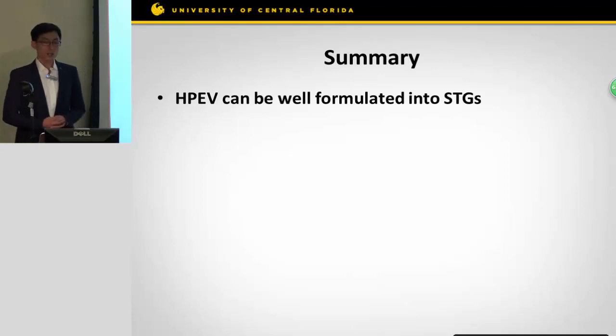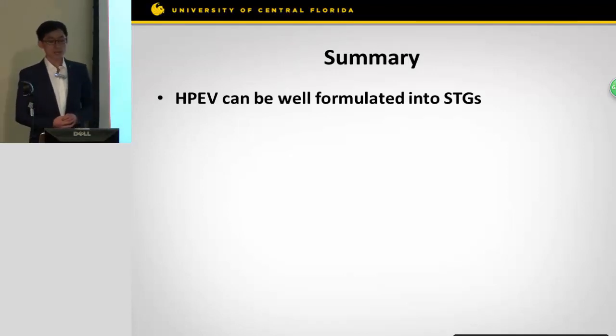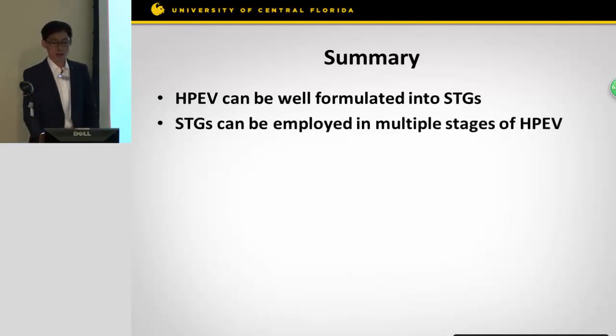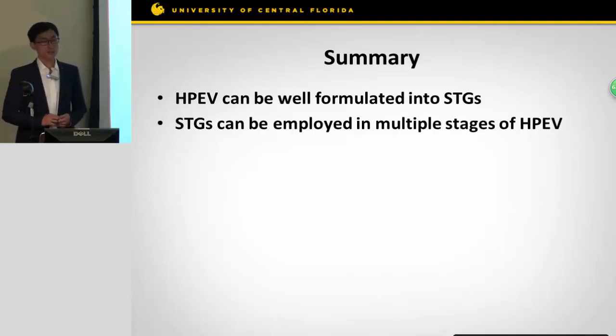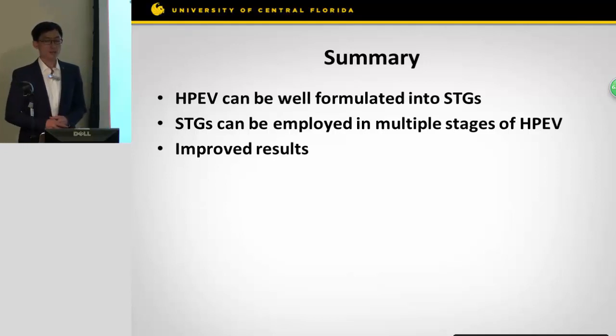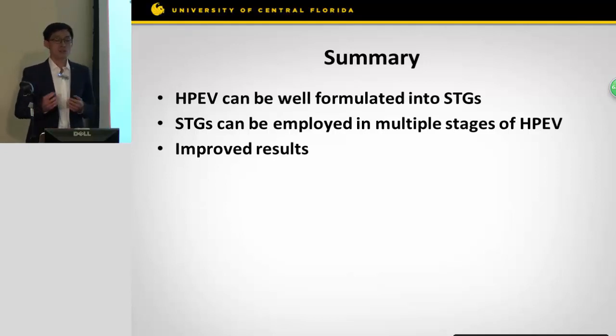And in summary, in chapter 3, we have demonstrated that human pose estimation can be well formulated into spatiotemporal graphs, and the graphs can be employed in different stages in the human pose estimation problem. And we have demonstrated improved results on publicly available data sets compared with the state-of-the-art methods.